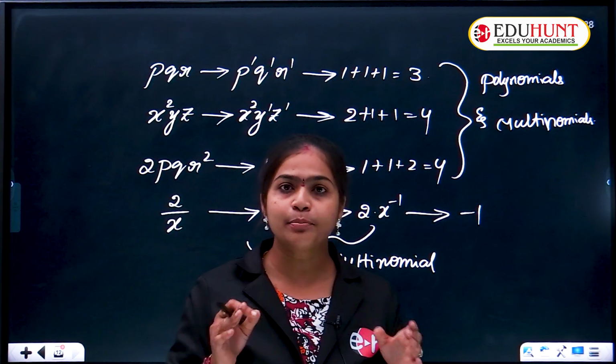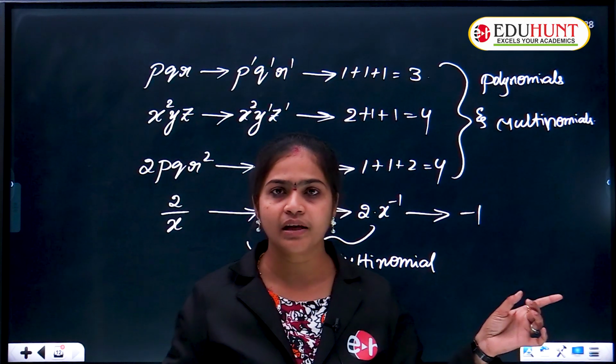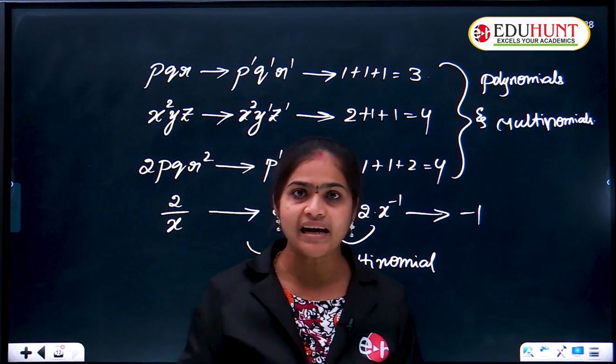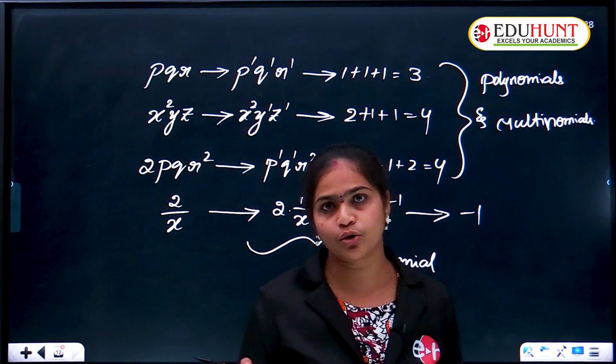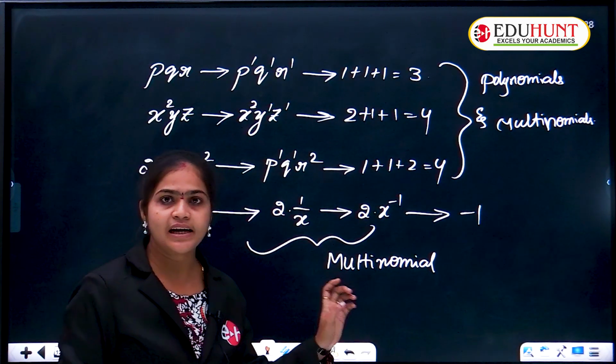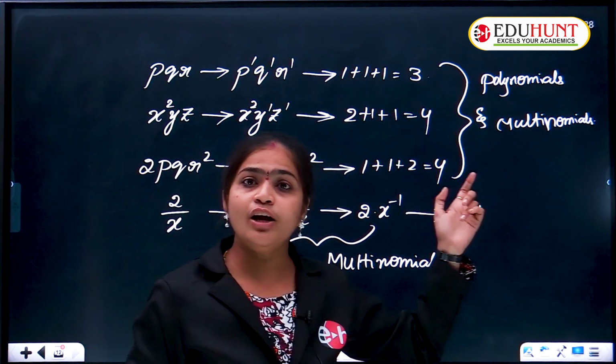Why? Because if that multinomial is having positive powers, then we can say that is a polynomial. If that multinomial is containing negative powers, then that is a multinomial only, that is not a polynomial. Understood? So this is the difference between polynomial and multinomial. So this is about the degree of a term. Now degree of an expression.